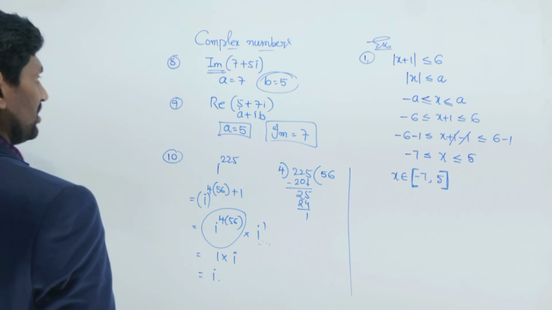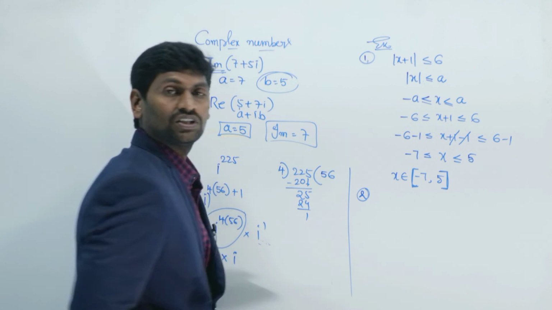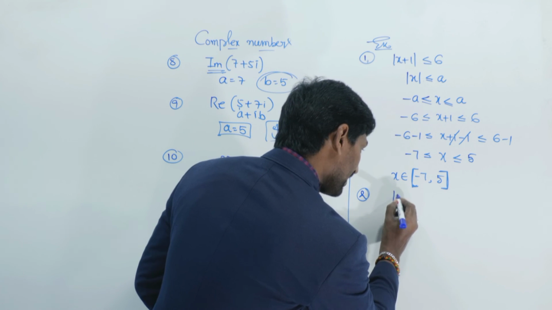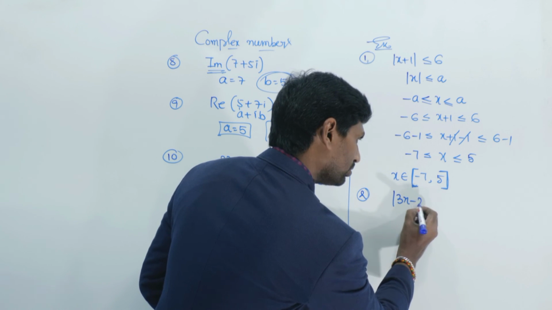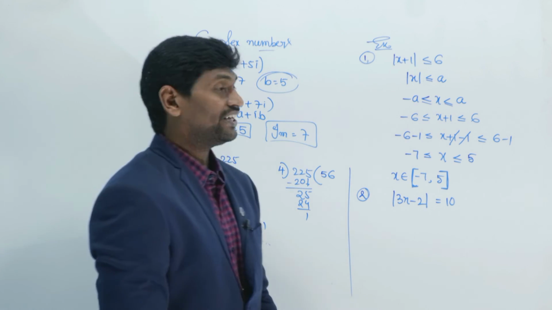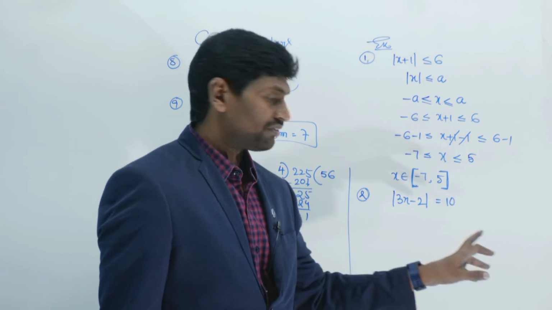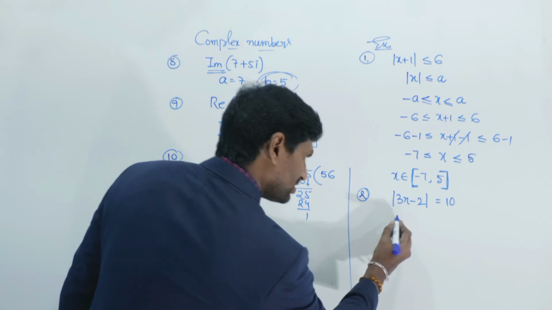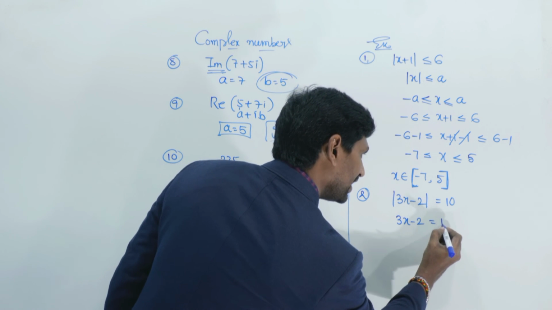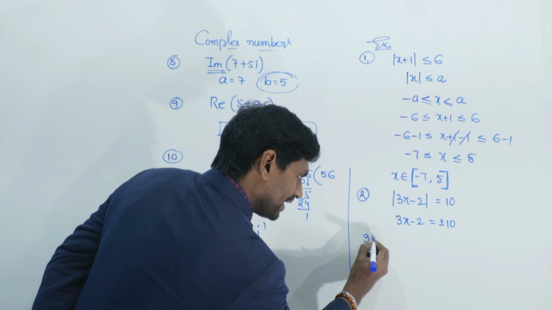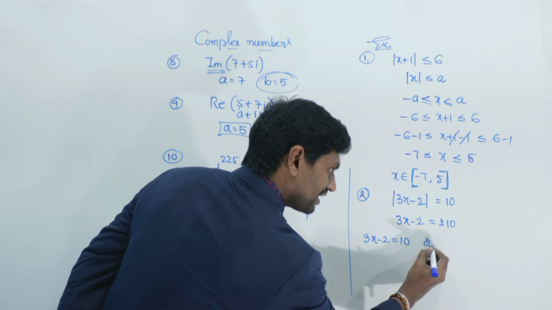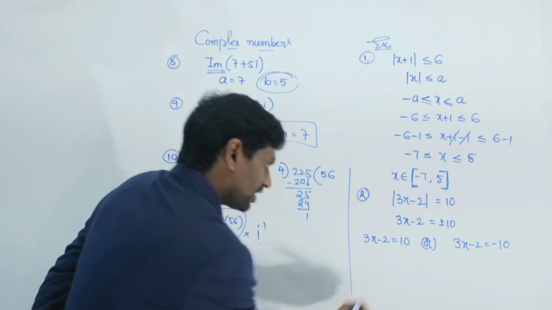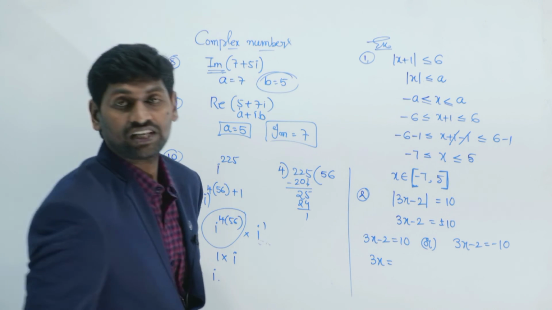According to your question, this is option 2. Now question number 2. The solution of modulus of 3x minus 2 equals 10. If it is less than or greater than, that is a different matter. Whenever it is given equals to 10, we have to take plus or minus 10. Without the modulus symbol, it will be plus 10 as one answer and minus 10 as another answer.